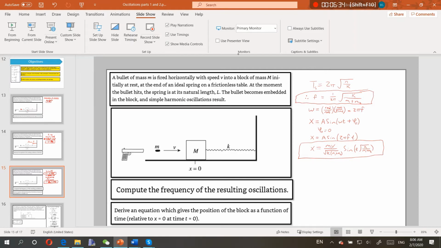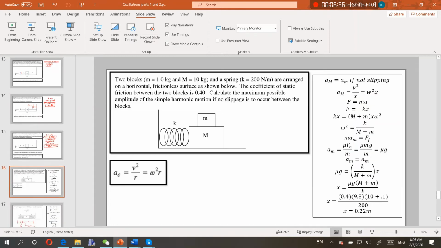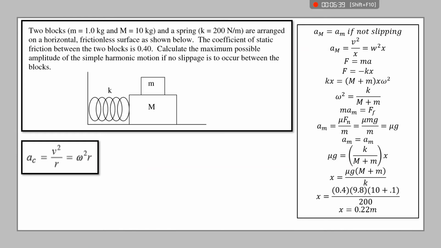Okay. I'll jump over this next one. Okay, so I've got 2 blocks this time. We're on a horizontal frictionless surface, as shown below. We have a coefficient of static friction, which is 0.4, and I want to calculate the max possible amplitude of the spring harmonic motion if there is no slipping. So what I've been given is my coefficient of friction is 0.4. I have a small mass, which is 1 kilogram, and a large mass, which is 10 kilograms.